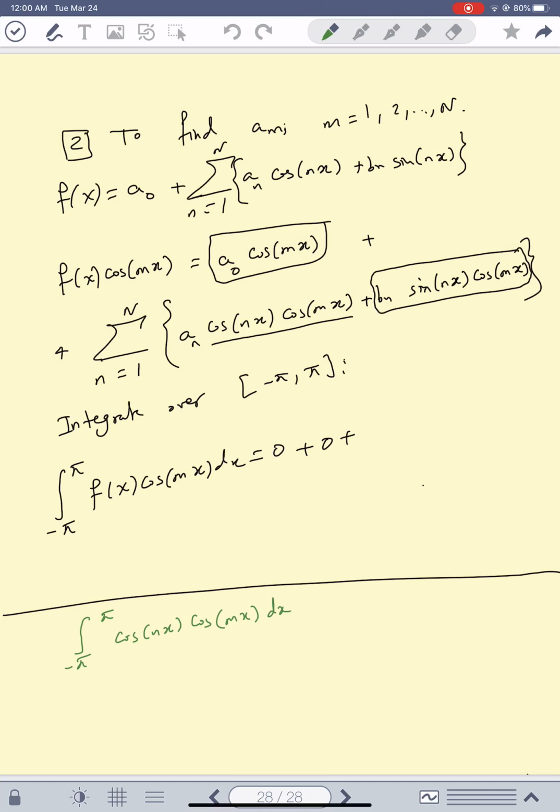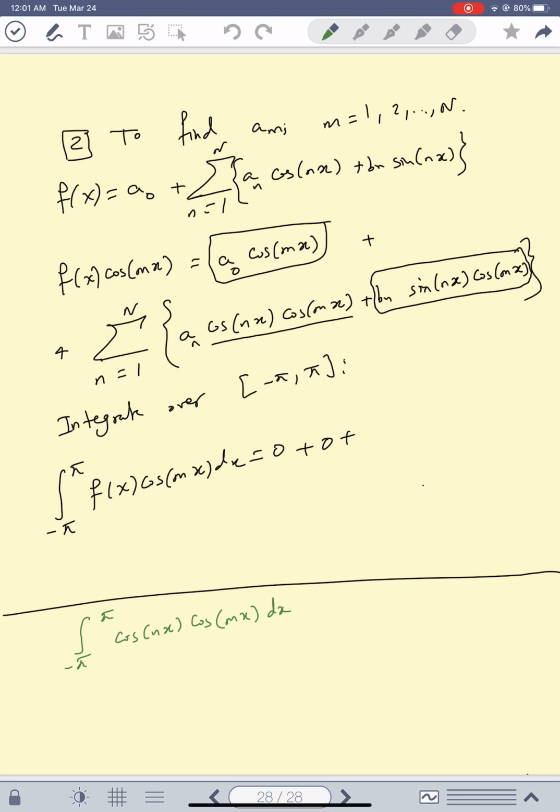Now, unfortunately, I can't argue like before. Before we said the sine is odd, the cosine is even, their product is odd, and the integral of an odd function from negative pi to pi is 0. Now, in this case, cosine is even and cosine is even. Both functions are even, so their product is even. When the product is even, you can't say the integral is 0. We need to compute this integral. So how do we compute this integral? We have to go with the identities.